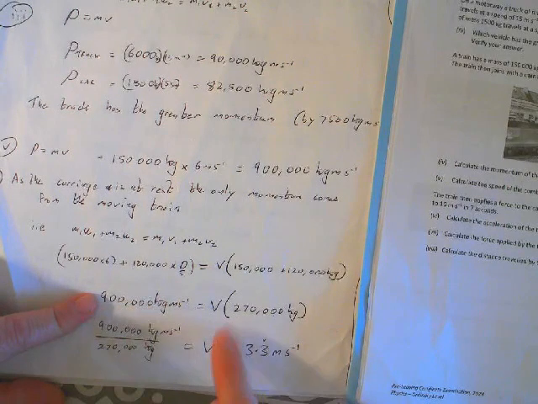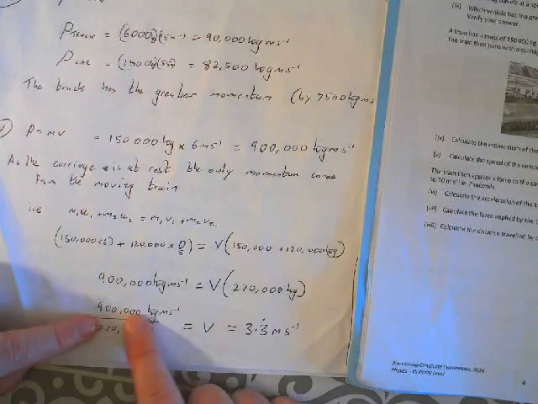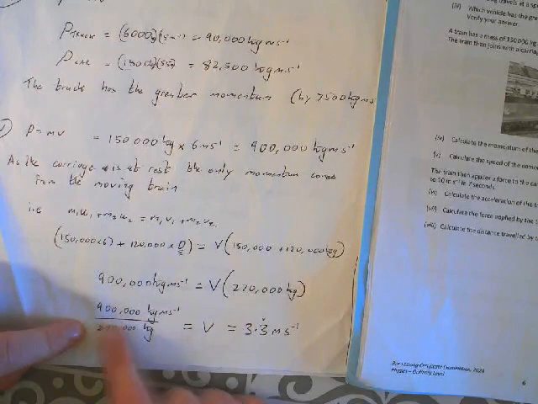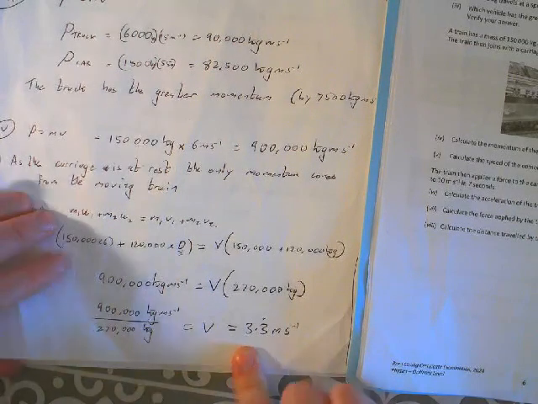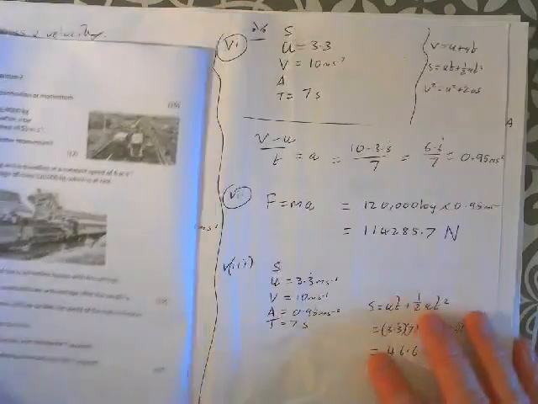Whatever velocity they move off at, they're going to have the same momentum they had before. So to find out what that is, we just have our momentum this side, divide over the mass, and that gives us the velocity, which is 3.3 meters per second.